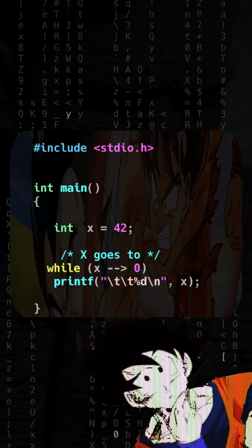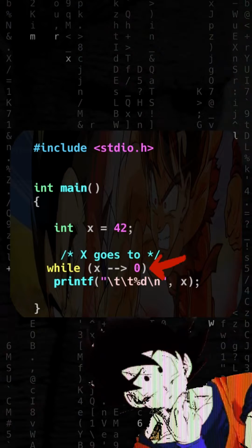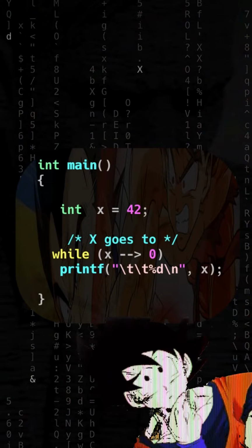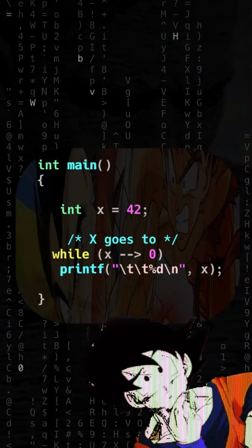Have you ever seen the arrow operator in C? Look into the loop: while (x --> 0). Running the code, we get all the numbers ranging from 41 to 0. So this operator is a "goes to," namely until x goes to 0.